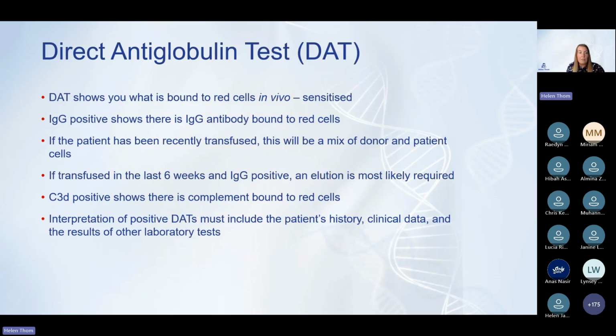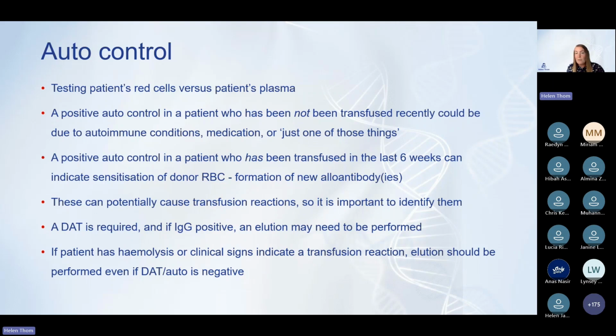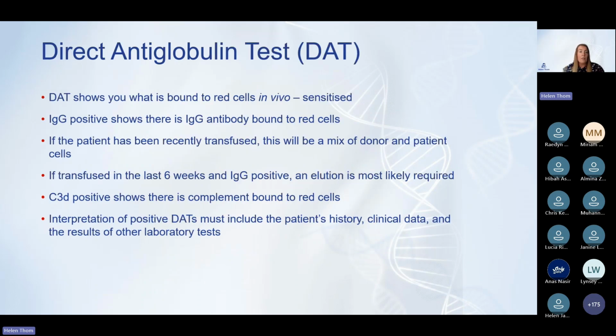And I've just got a note there, sorry, that I've skipped past, just to say, if your patient has hemolysis or clinical signs of a transfusion reaction, even if the DAT's negative, you would want to be doing an elution on that. So what is your direct antiglobulin test? So this is what's showing you what's bound to the patient's red cells, so in vivo. It shows you if there's IgG bound, if it's IgG positive.